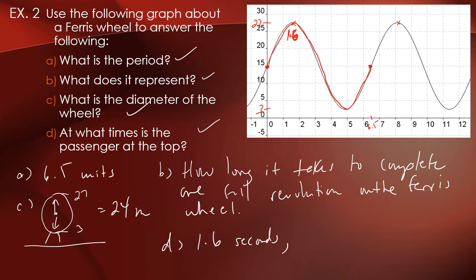So 1.6 seconds plus 6.5 is 8.1 seconds. That's not too bad because we could pick that off the graph. Let's do another one. Add 6.5. That would be at 14.6 seconds, and so on. The big idea there is make sure you realize that you could just keep adding the period every time to get that value where it occurs.